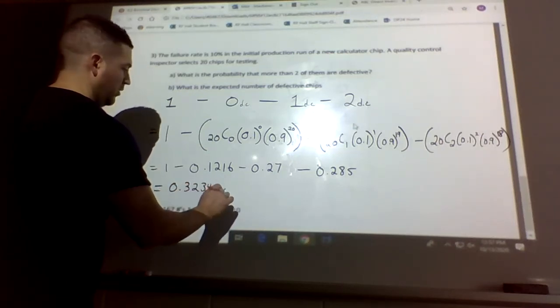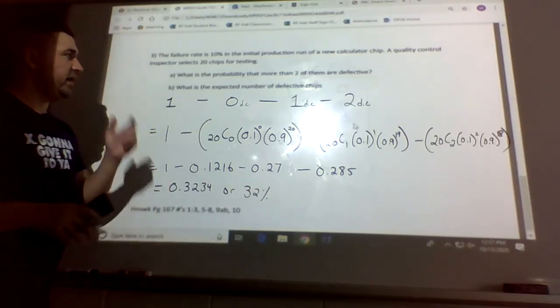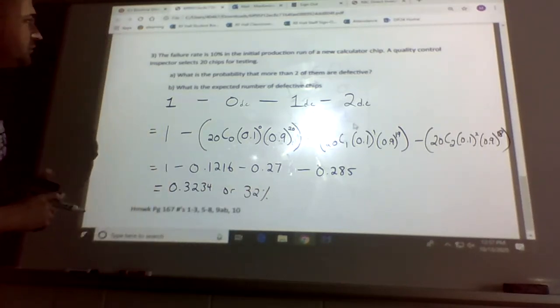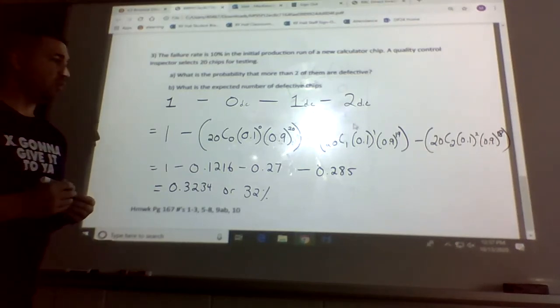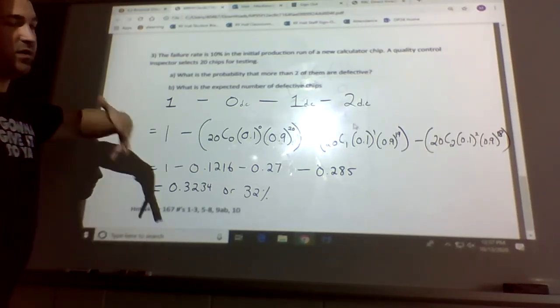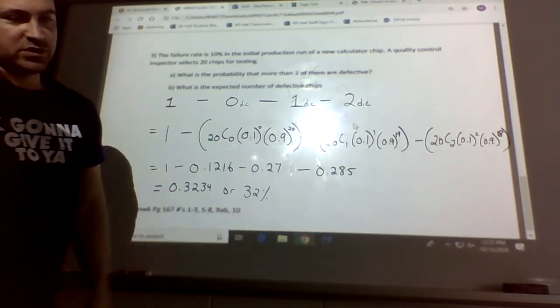0.3234 or 32% chance. So if we had 20 chips, the chances that there were more than two, so three or more chips would be defective, would be 32% chance.